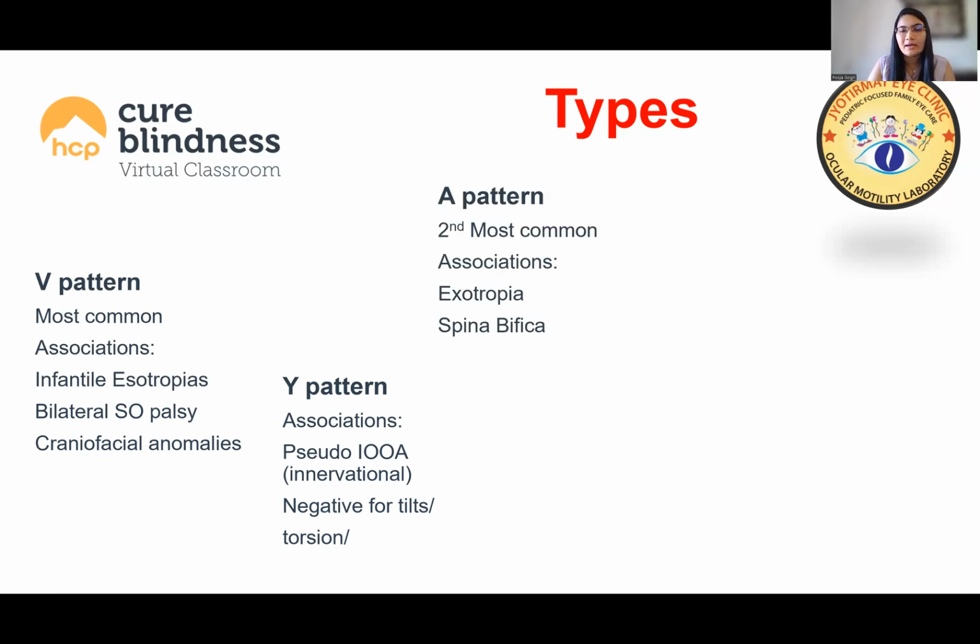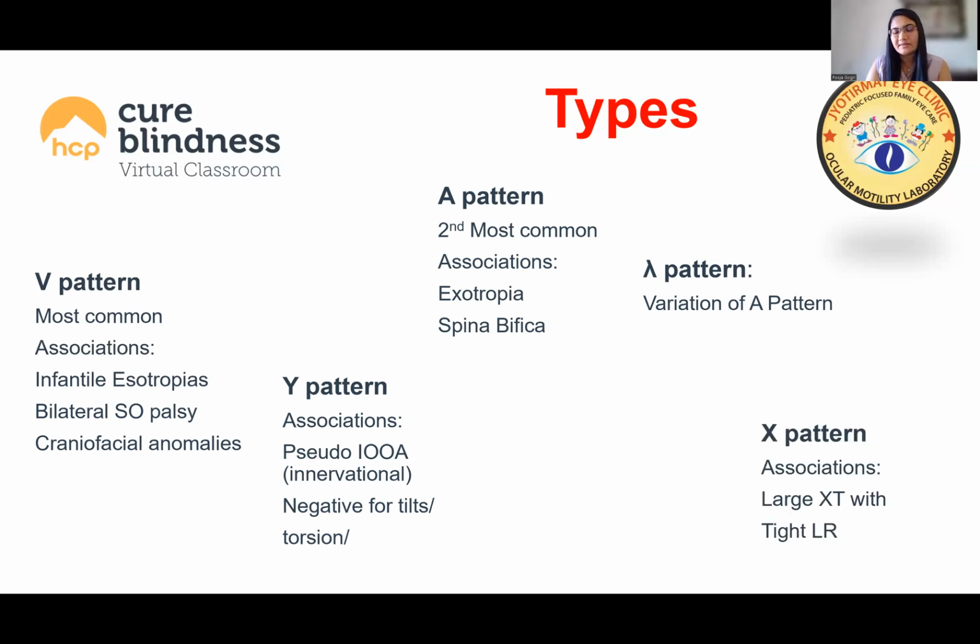Now we come to A pattern, which is the second most common type of pattern deviation, and it's often associated with exotropia and spina bifida. Lambda pattern is again a type of A pattern. So the way we said V pattern and Y pattern are subtypes, A pattern and lambda pattern are subtypes. In lambda pattern, in up gaze and primary position, there's not much of a difference, but in down gaze, we see more exodeviation or less esodeviation.